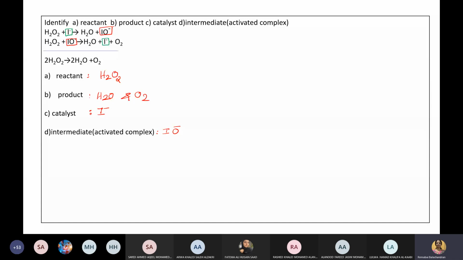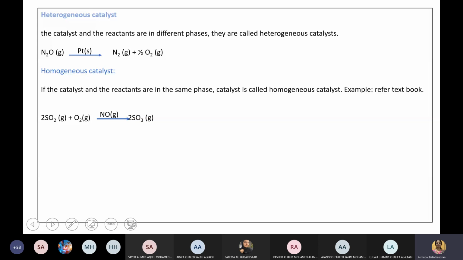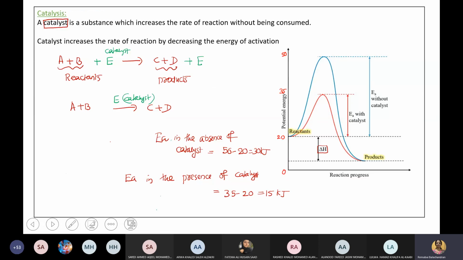Understand? See here, look here. The catalyst we add with the reactants, whereas the intermediate is this one. This is the intermediate. Understood? This is an activated complex. So are you adding the intermediate with the reactants?